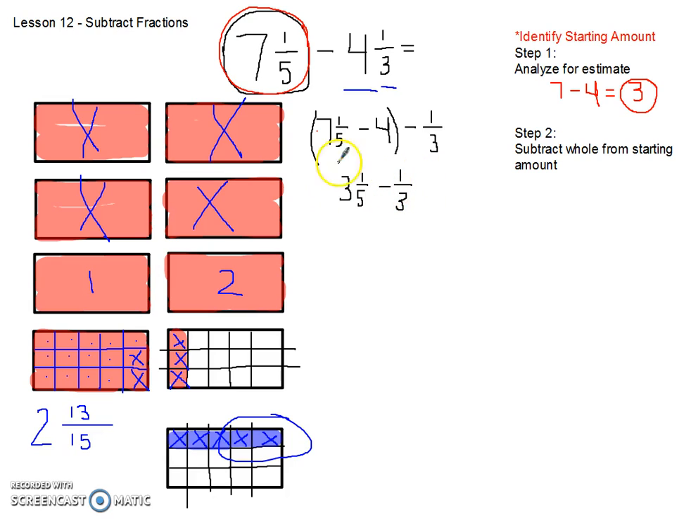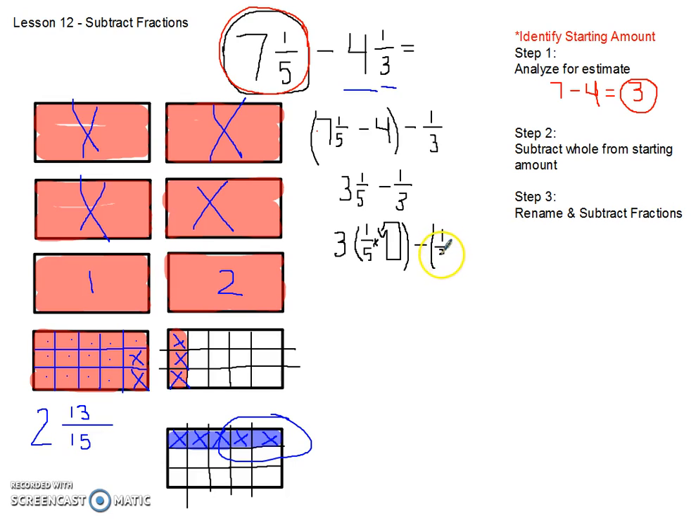So our equation, after we've taken away those 4 wholes, is 3 1/5 minus 1/3. Now we want to rename and subtract the fractions. So I have my 3 wholes out front, like I still had over here in my visual, but now I'm going to rename my fractions, 1/5, by multiplying it by 1, but renaming that 1, and subtracting that 1/3.